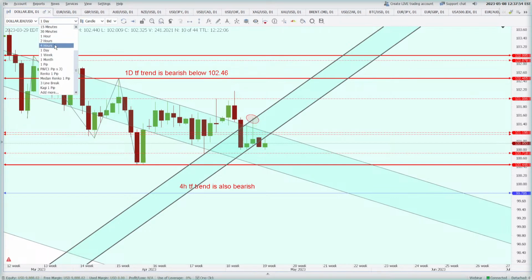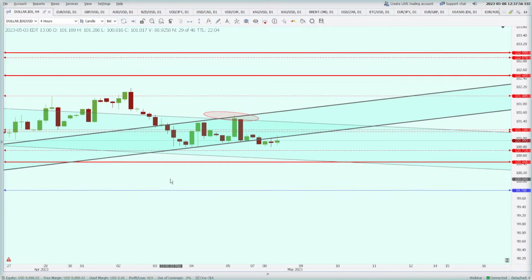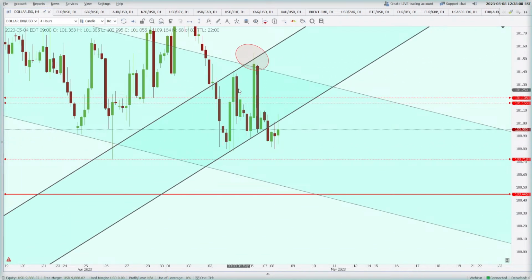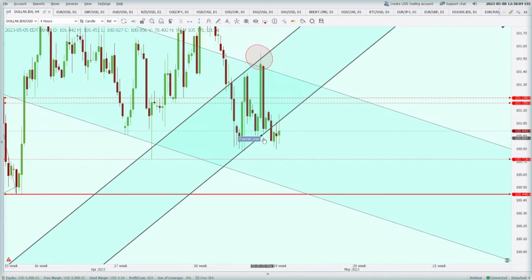Also on the 4-hour, this current short term trend started making higher highs and higher lows. So I was not trading in the buy direction, but was looking for a selling opportunity, and this gave you a selling opportunity.